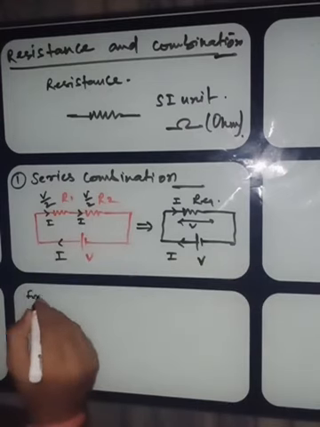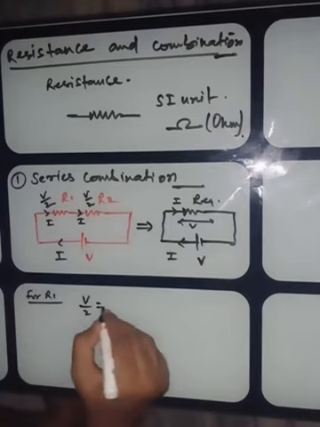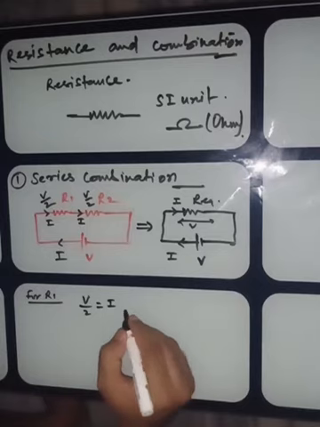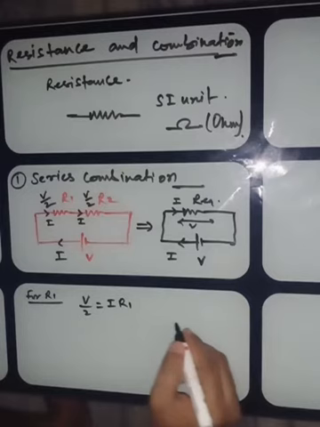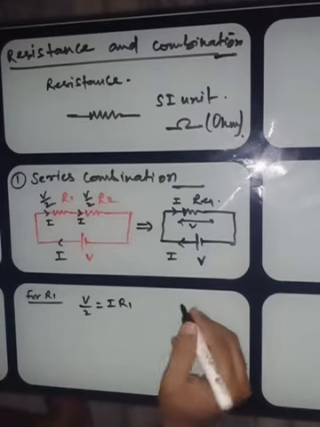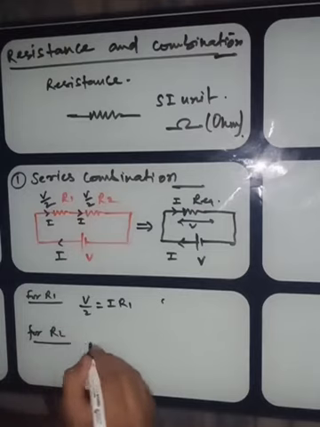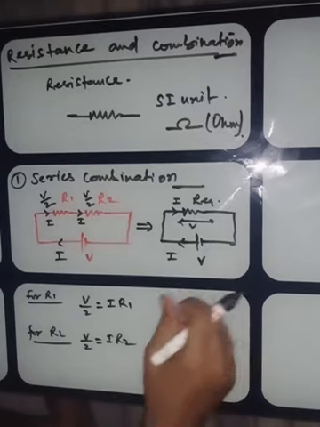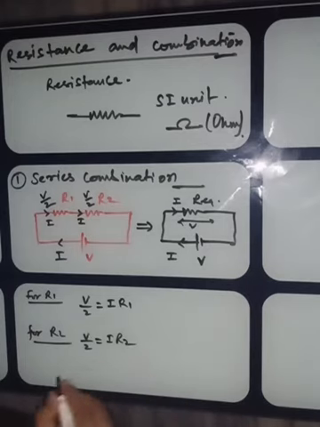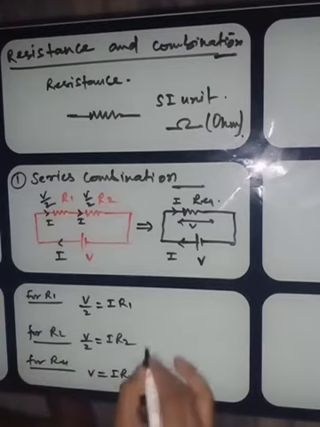Now my dear students, if you apply Ohm's law individually on the three, then you will find for R1, V by 2 is equal to I R1. Okay, and for R2 you can write again V by 2 is equal to I R2, am I right? And for this R equivalent, you can write V is equal to I R equivalent.